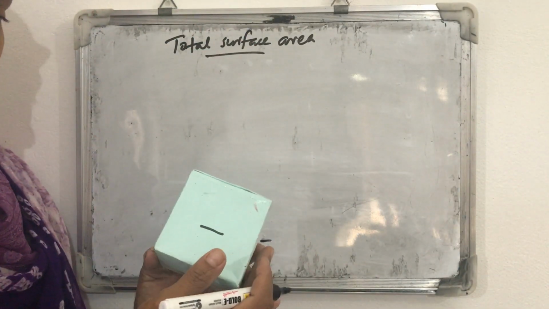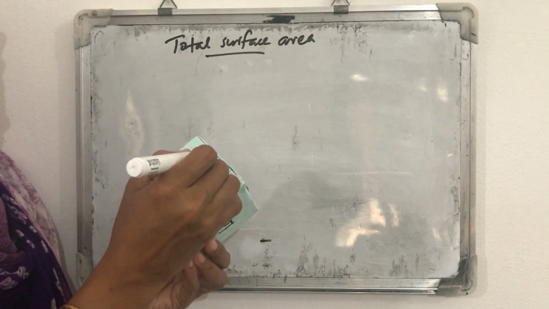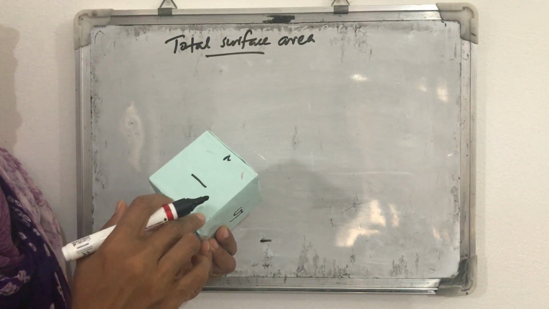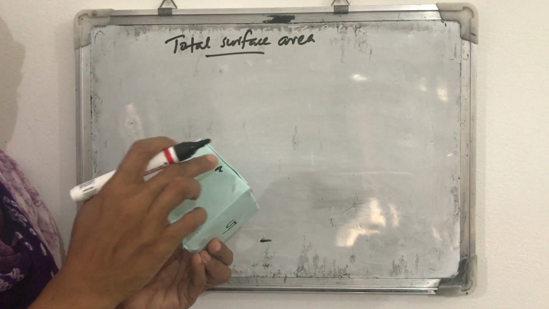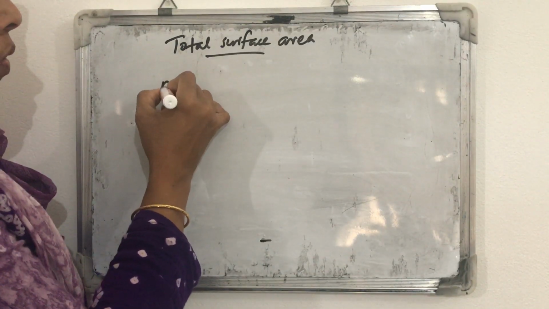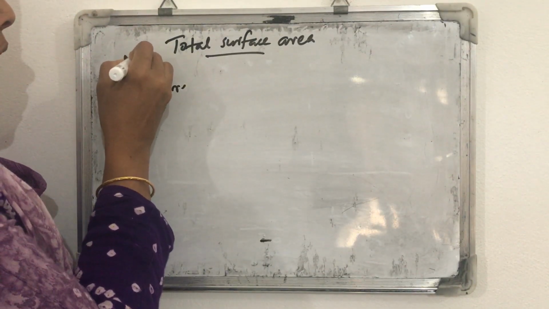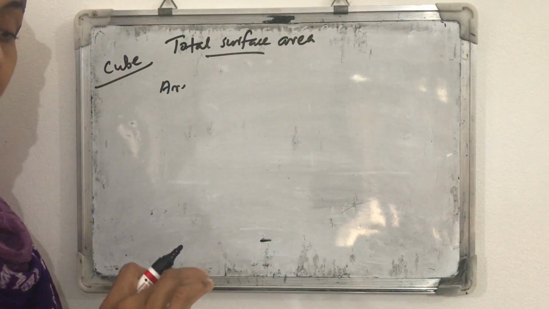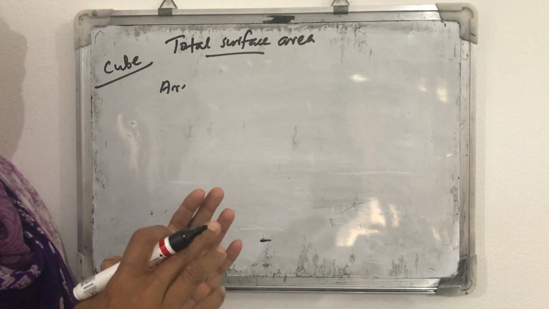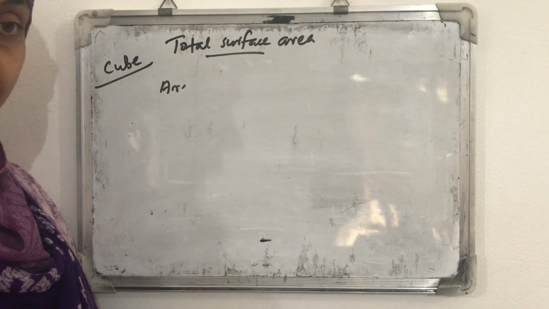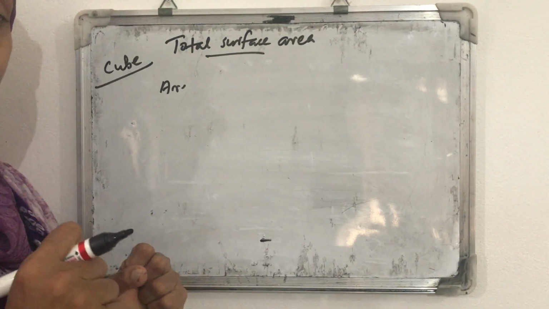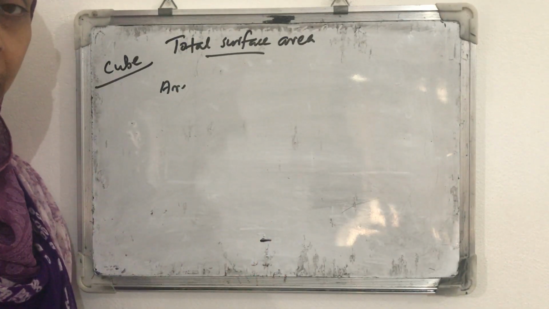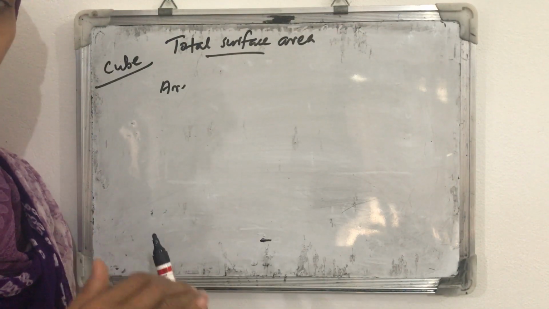all faces. If it is a cube, we always represent one side length as small letter a. Then what is the area of one side? It will be a into a, a square. Area of one side. First we are discussing the cube. Not only area, for three-dimensional shapes or solid figures we use the word total surface area. That means find the area of all parts and take the sum. That is total surface area.